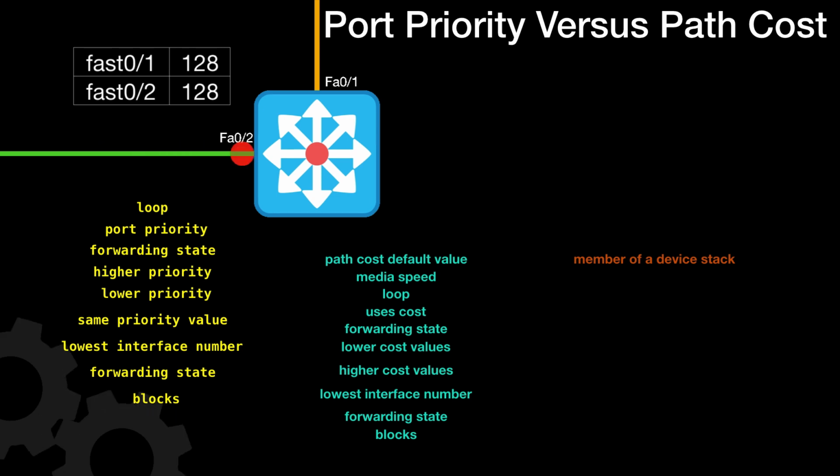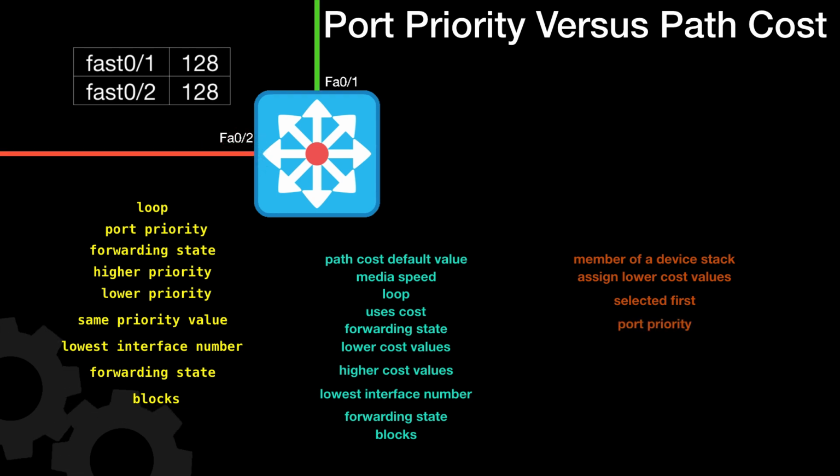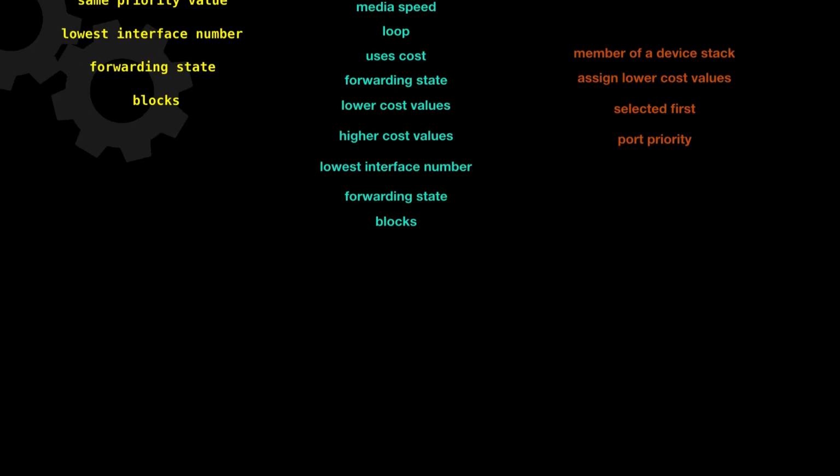If your device is a member of a device stack, you must assign lower cost values to interfaces that you want selected first and higher cost values that you want selected last, instead of adjusting its port priority. This marks the end of part 1.